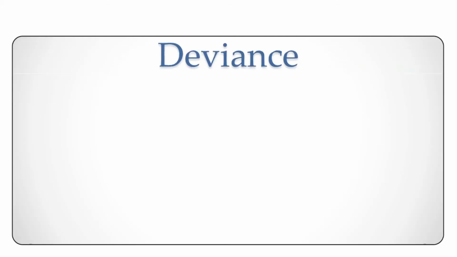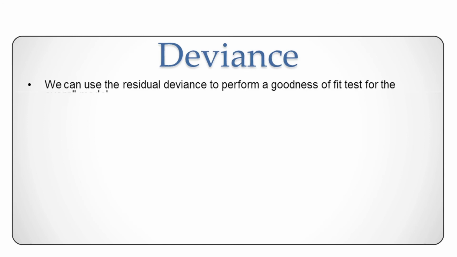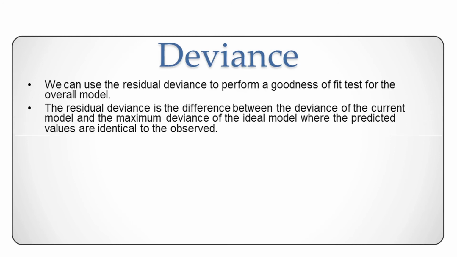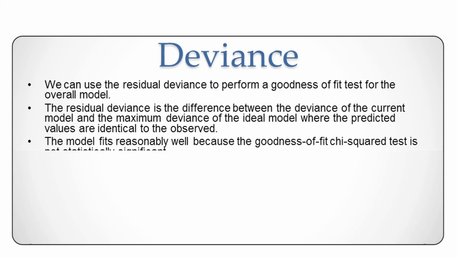The deviance, we have seen that the GLM returns two values of the deviance. We can use the residual deviance to perform a goodness of fit test for the overall model. Now, the residual deviance is the difference between the deviance of the current model and the maximum deviance of an ideal or saturated model, where by saturated we mean that the predicted values from this model are identical to the observed values. So the goodness of fit chi-square test is not statistically significant, and this means that the model is a reasonably good fit.